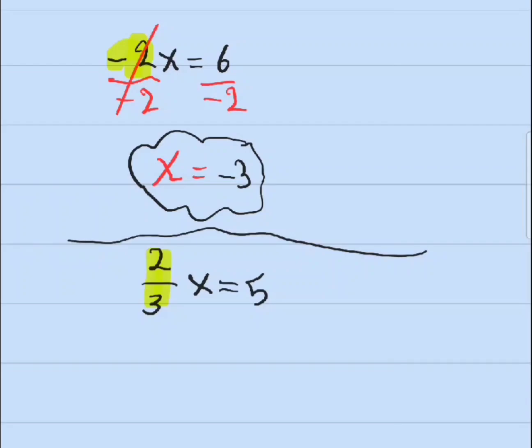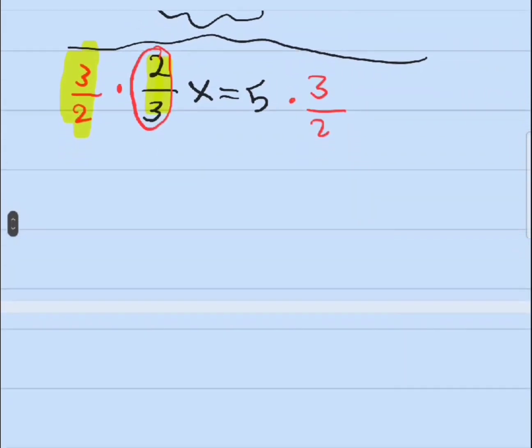So that's going to be 3 over 2. And we're going to multiply both sides of the equation by the reciprocal. So whatever this number is here, flip it upside down, i.e. the reciprocal. And then you want to multiply both sides of the equation by the reciprocal.